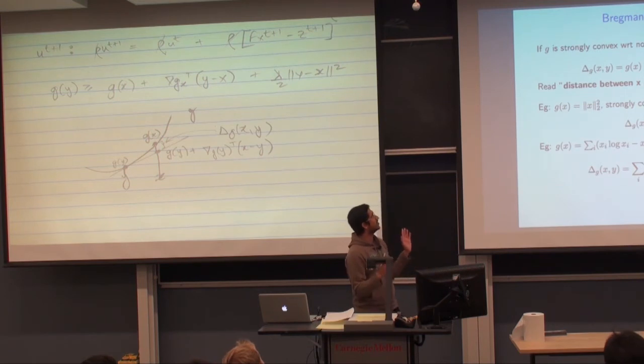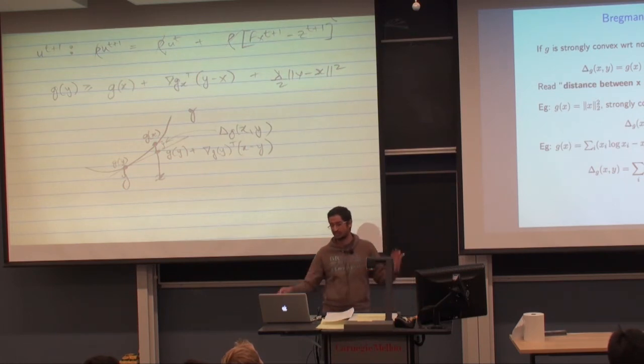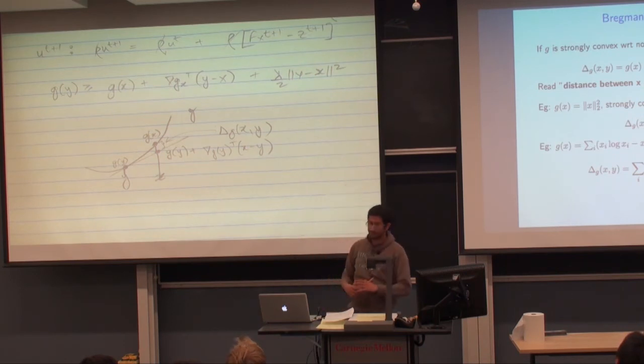So if someone asked you after this class, what is Bregman divergence? It's just the distance between x and y, but measured according to some particular strongly convex function that I choose. Yes, x minus y 1 norm squared. That's what I mean by strongly convex with respect to the 1 norm: it means that thing is the 1 norm squared there.